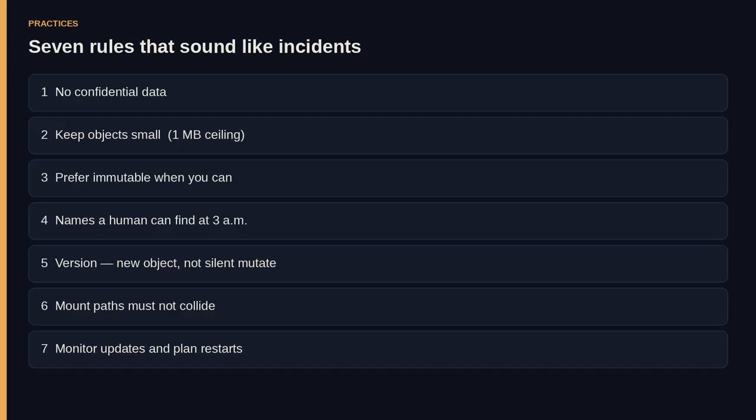Third, use immutable config maps when possible. Immutability prevents accidental changes and keeps configuration consistent. Fourth, name clearly and consistently.